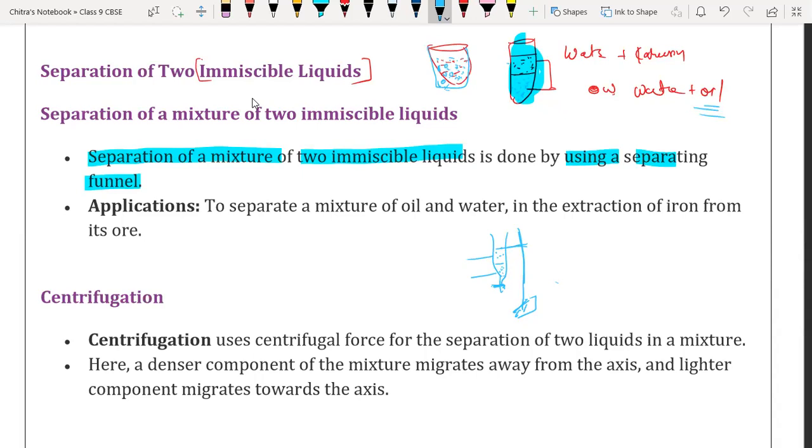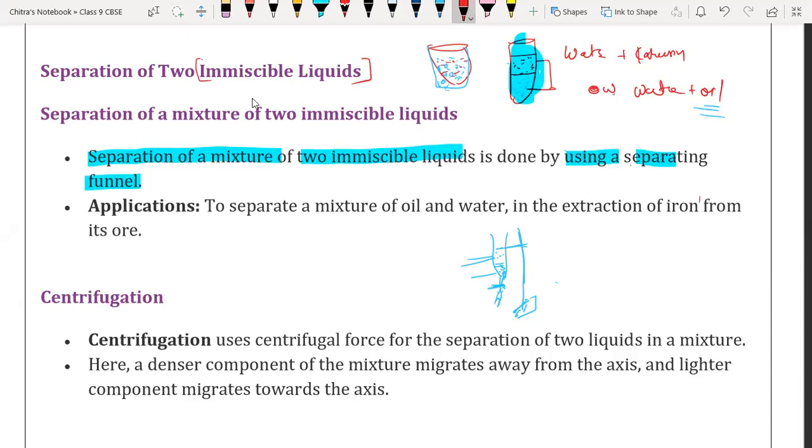So we will open that clip so that liquid will start flowing from here. We have to keep it open till that particular liquid has separated from here, and then we have to stop it. Then we use another container to collect the part having lower density, which is at the top. By this process we can separate both substances from their mixture. So it is separated by using a separating funnel, and that is the answer.